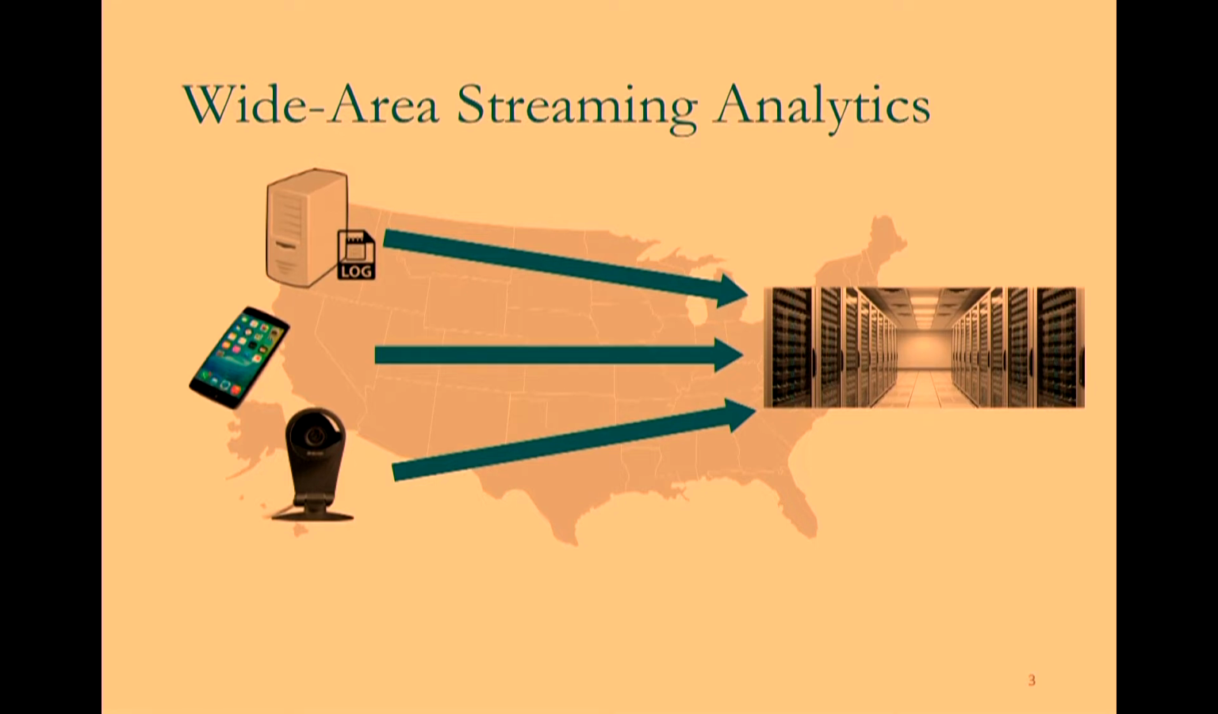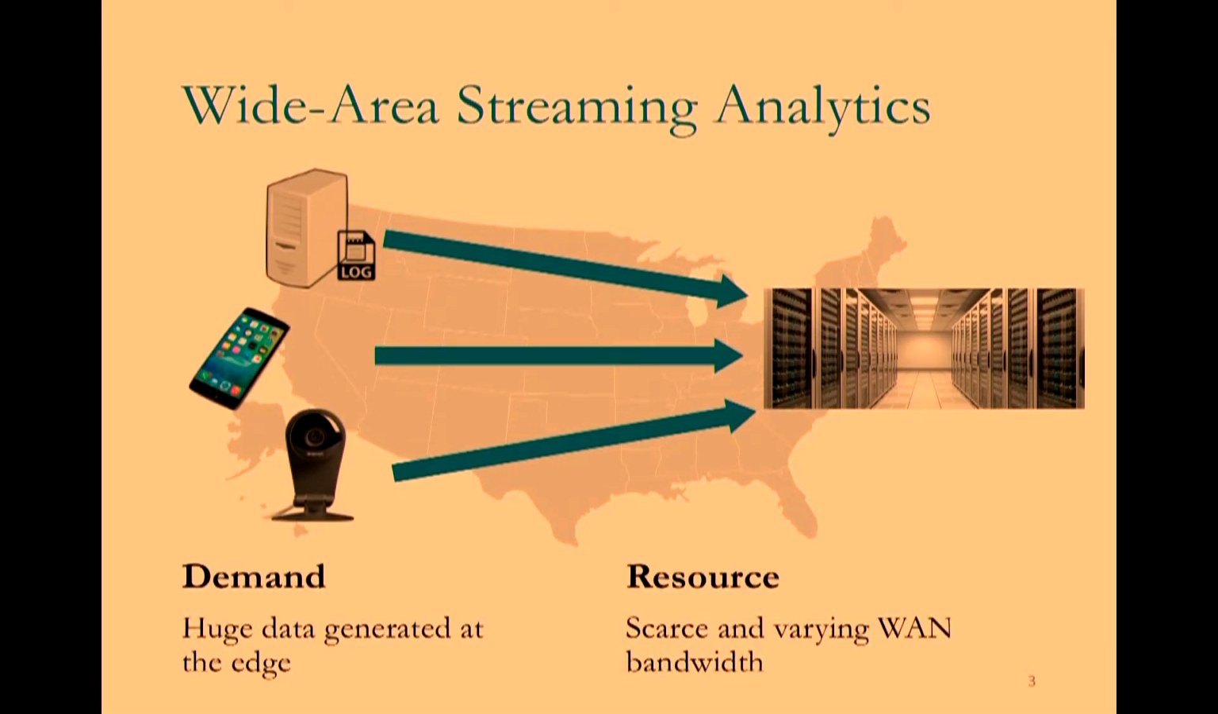And we'll start. Okay. So wide area streaming analytics refers to applications in which data is generated on end devices and transported across the wide area network for processing. Examples include machine logs processing, mobile applications, IoT applications that use the cloud. Now, these applications generate a large amount of data that challenge the underlying resources, which is basically the scarce and varying WAN bandwidth.